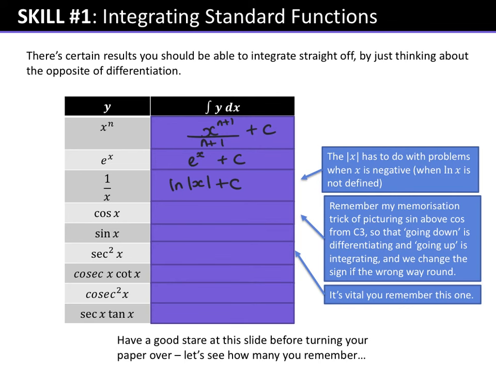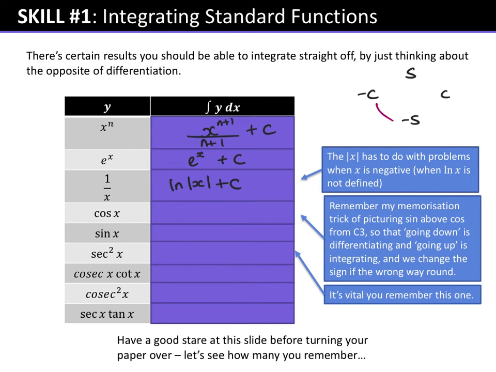When we have cos, remember we have sine, minus cos. We're going to go anti-clockwise when we integrate. So cos integrates to sine. So we're going to have sine of x plus c. Sine integrates to minus cos of x plus c.